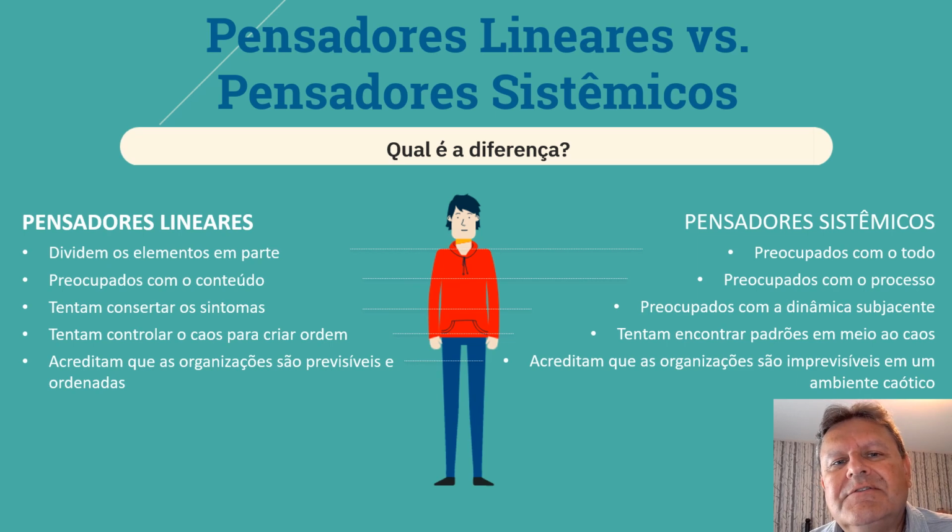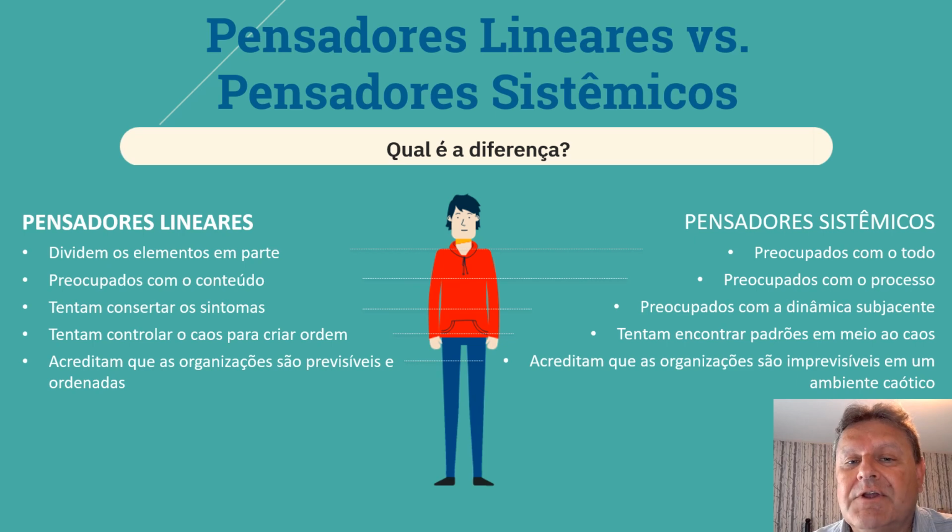So what are the differences between linear and systems thinkers? Well, linear thinkers break things into their component pieces. That's that scientific approach. We'll break it down into smaller and smaller parts, and then we'll understand the whole. They tend to be concerned with content, and they try to fix symptoms. They try to control chaos to create order, because they think that social systems are predictable and orderly.